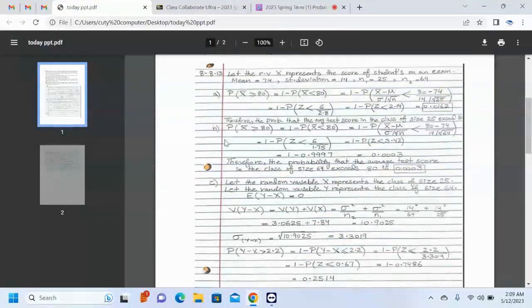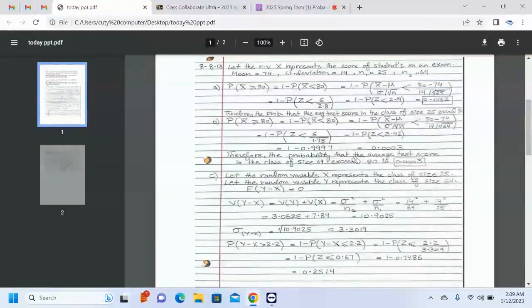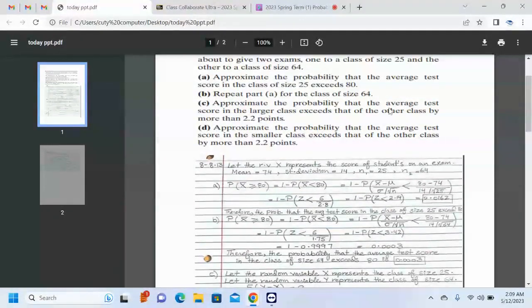For part B, we just increase the class size. So P(X bar greater than or equal to 80), we just change the class size in this section. The answer for this one will be 0.0003. Therefore, the probability that the average test score in the class of size 64 exceeds 80 is 0.0003.